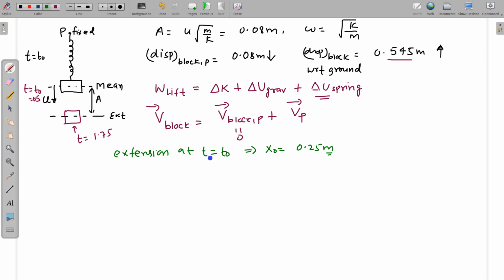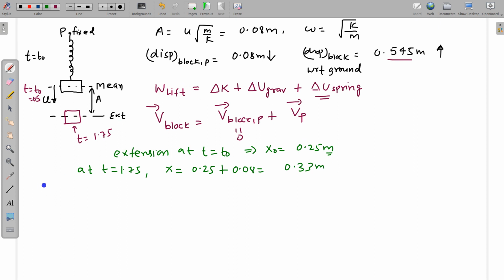Initial extension means at t is equal to t naught, what was the extension before lifting. So at this particular instant, the extension at t is equal to 1.75, let us say it is equal to x, and x is equal to the initial extension plus the further extension 0.08, which is 0.33. This is the extension at this particular instant.